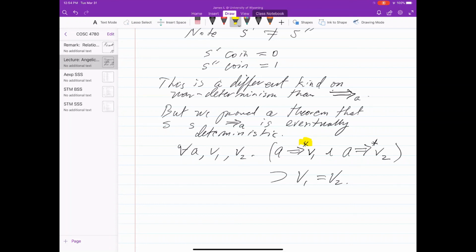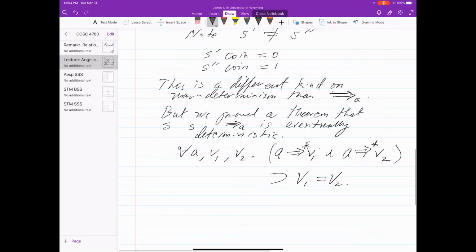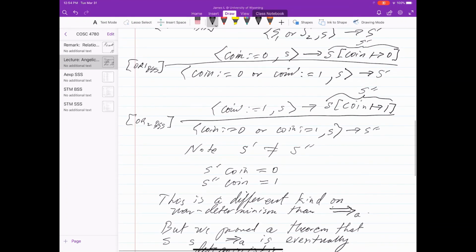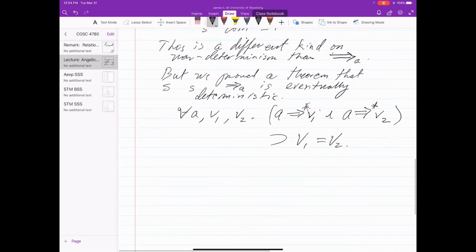Now, this is a different kind of non-determinism, because there we always get to the same thing. But here we can evaluate this coin flipping program, and we can get to two different answers.